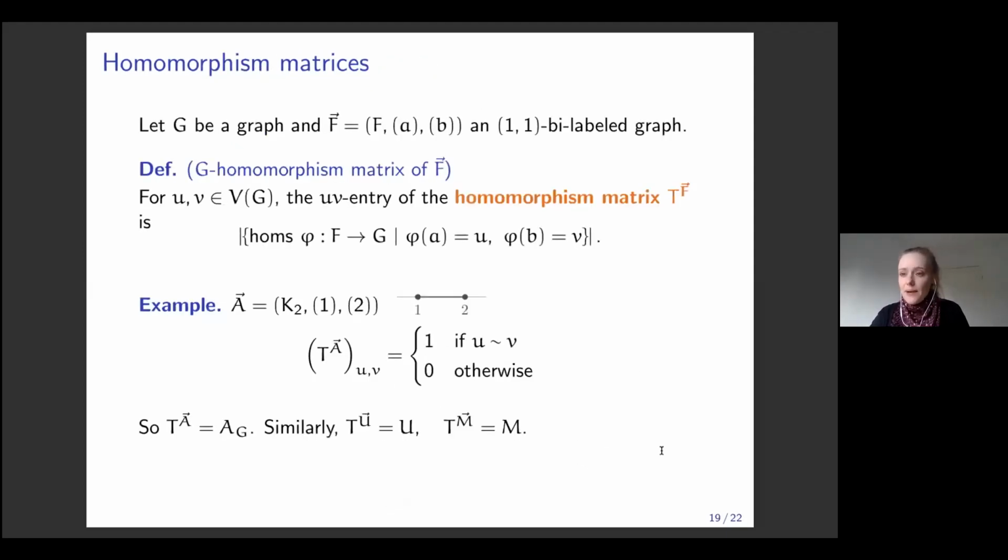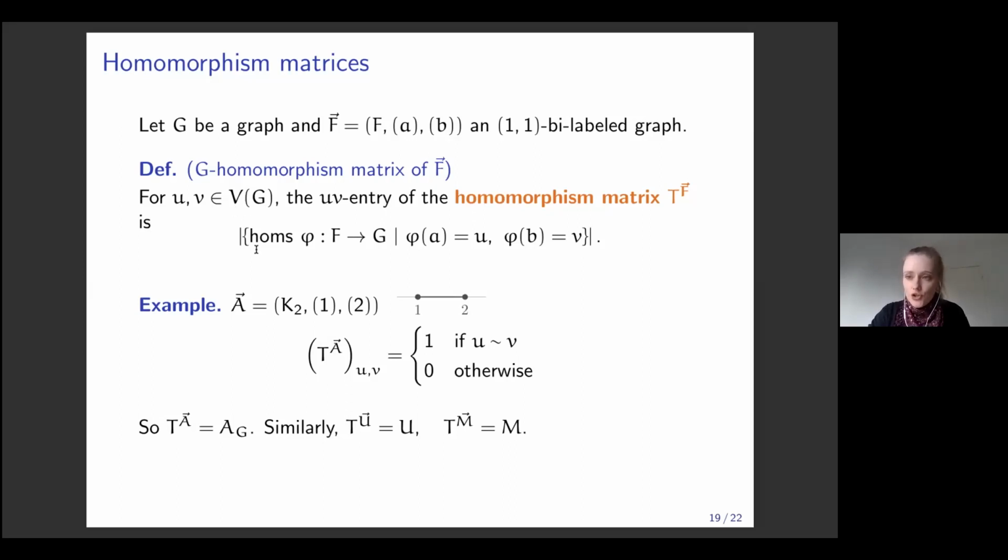Okay, so these are bilabeled graphs, but remember these intertwiners are matrices. So I need to somehow get to matrices. And the way we do it is via what we call homomorphism counting matrices. I'm going to explain it on a 1-1 bilabeled graph for simplicity. Suppose we have a graph G, and a bilabeled graph F with 1 left vertex and 1 right vertex. Then the homomorphism counting matrix of this bilabeled graph F is a matrix whose rows and columns are indexed by vertices of G.